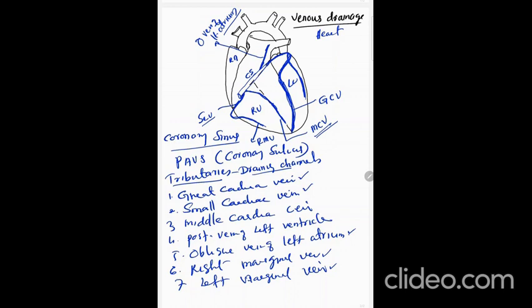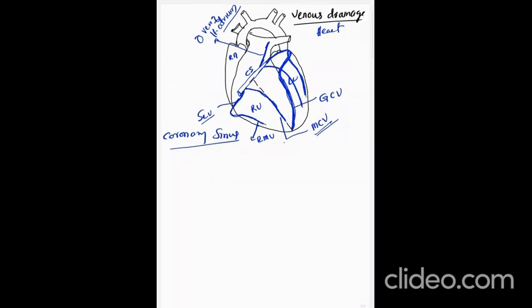Then the last one, posterior vein of the left ventricle. Here we have the left ventricle. Another vein arises from the diaphragmatic surface of the left ventricle and opens into the left end of the coronary sinus, to the left of the middle cardiac vein. So these are the venous channels, the tributaries of the coronary sinus.